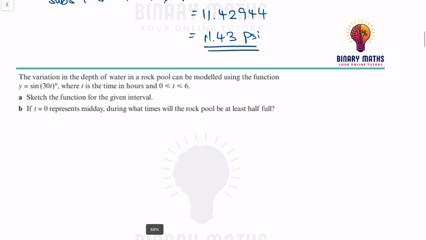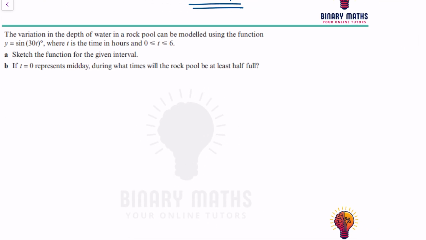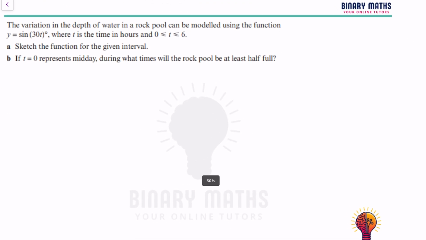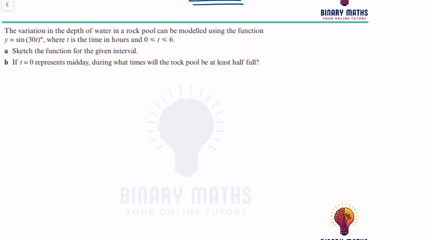Next question. The variation in depth of water in a rock pool can be modeled using the function y is equal to sine of 30 times t, where t is the time in hours and 0 is less than or equal to t, which is less than or equal to 6. Sketch the function for the given interval. So normally, I would have t going this way and y going this way. Now I know sine of 30 times 0 would be 0, so start off from the origin.